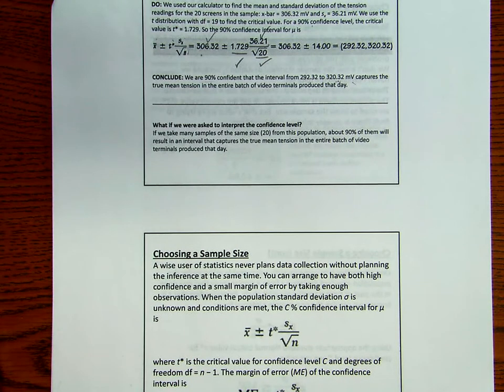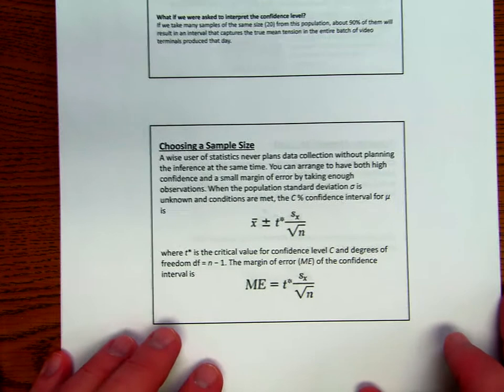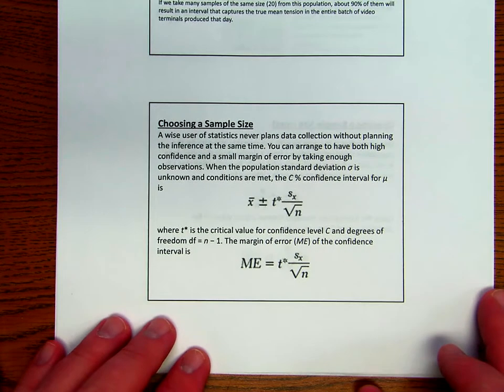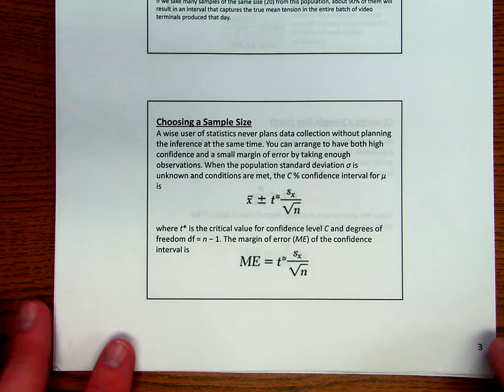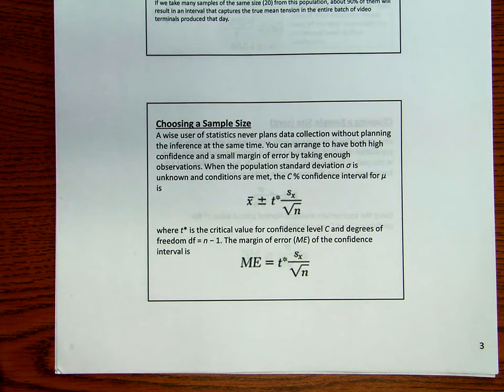Okay, next stop for today. One of the things we looked at with confidence intervals with proportions was how many should you have in your sample size? Well, what does that question look like when you're doing confidence intervals for mean?